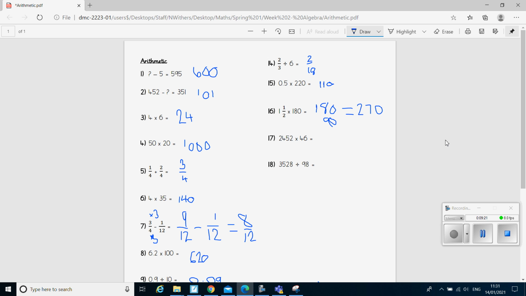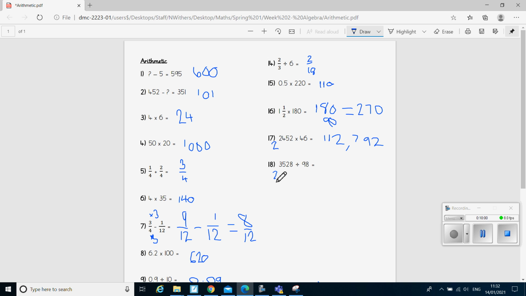Okay, question 17. I think we're getting quite confident with our long multiplication now. If this was a test, this one would be worth 2 marks. So when you're marking your work, you can give yourself 2 marks for this question if you got the right answer. And the answer to this question today is 112,792. If you got that one correct, it's a 2-mark question. Apologise, that is supposed to be a 1 there. 112,792.